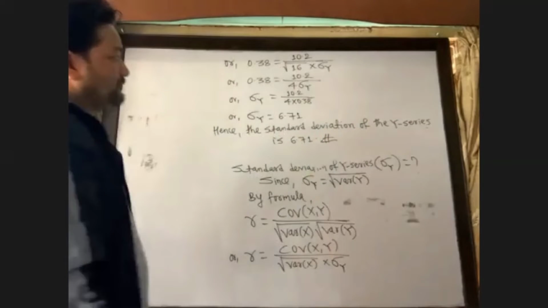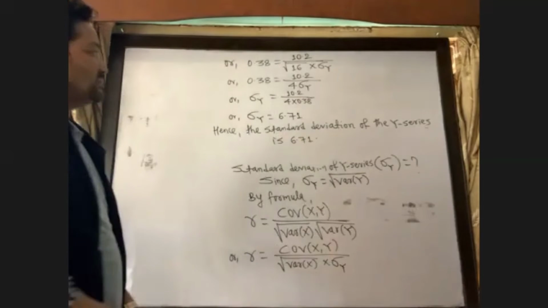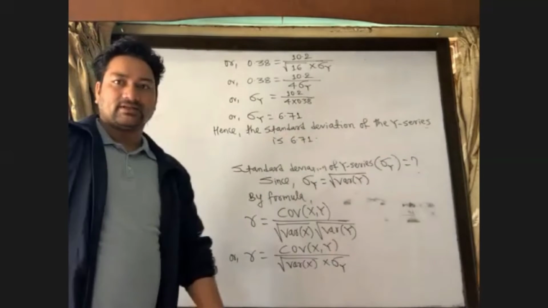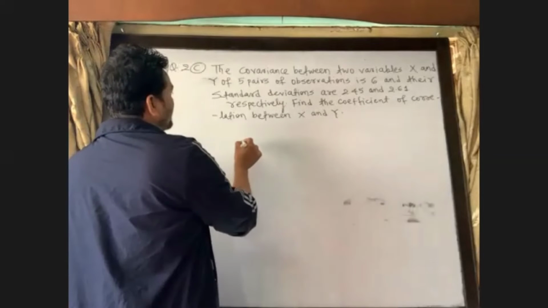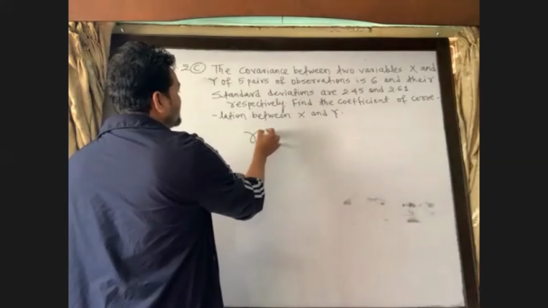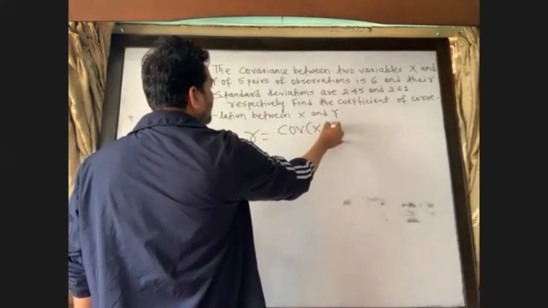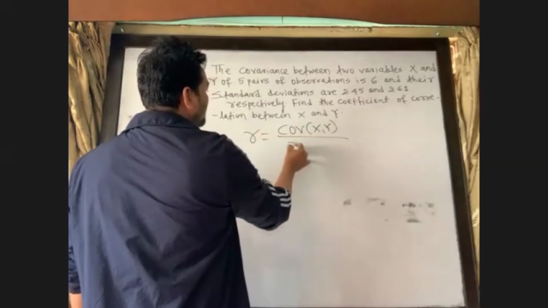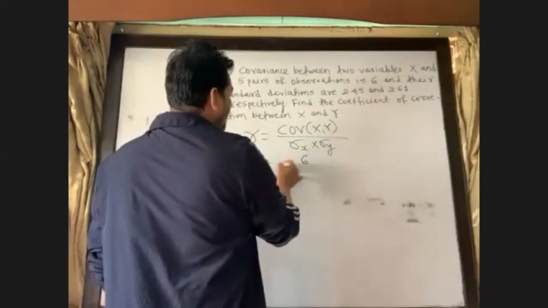And this is our conclusion. As the standard deviation of the y series is 6.71, since the standard deviation is directly given, what we can do is r is equal to COV of x, y divided by sigma x into sigma y. We have to put 6 here.